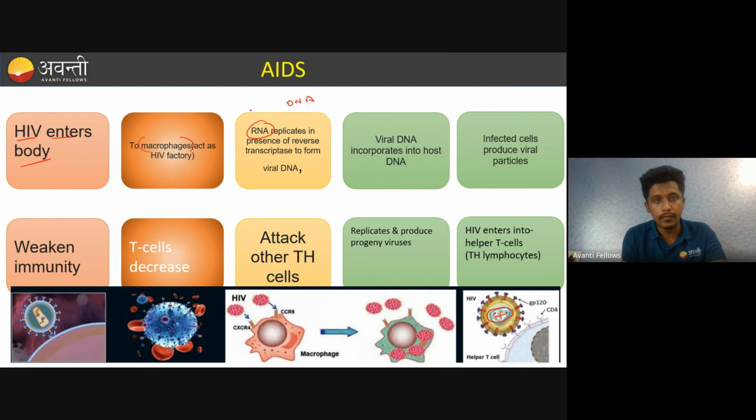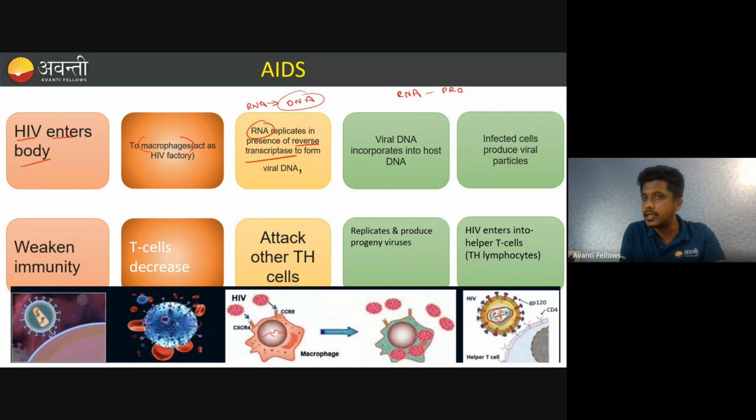So conversion of RNA to DNA is called reverse transcription. And reverse transcription is done by an enzyme called reverse transcriptase. Once it produces the viral DNA, it goes into the nucleus and gets incorporated into the host, thereby controlling the infected cell. The infected cell will synthesize RNA and protein.